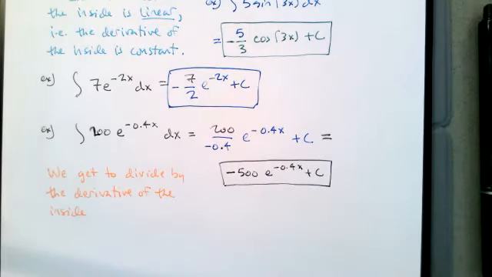We get to divide by the derivative of the inside as an anti-chain rule because the derivative of the inside is just a constant.